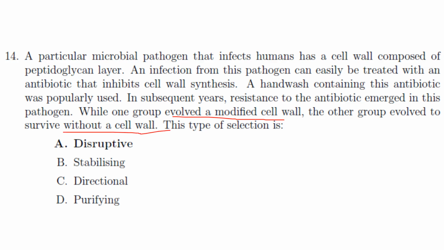So there are three types of natural selection: disruptive, stabilizing, directional. Disruptive means both the extreme traits are favored over the intermediate. Stabilizing means where the intermediate phenotype is favored, and directional means only one extreme phenotype is favored over the other. So in this case, both the extremes are there. One extreme evolved a modified cell wall and the other is without the cell wall. The intermediate is having the cell wall composed of peptidoglycan. So two different extremes are favored in this type of selection, so it is disruptive. Answer is option A.